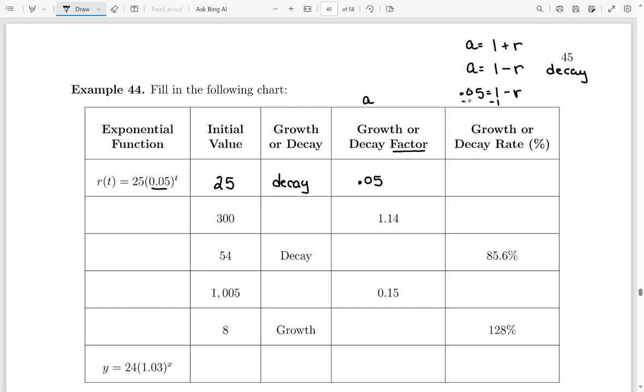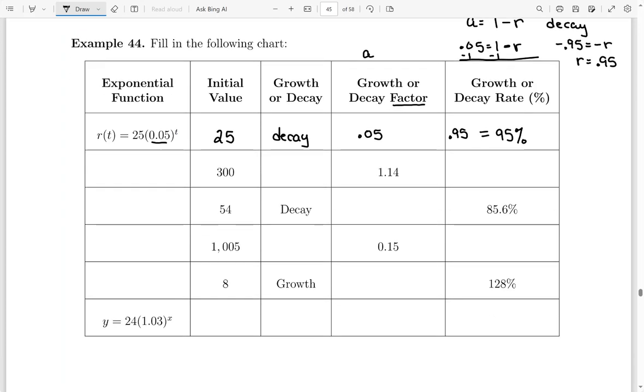Subtract 1 from both sides, and here's where you can use your calculator if you need to, but it's going to be negative 0.95 equals negative r. There's still that minus in front of the r, or r equals positive 0.95. So we have it as 0.95, but convert the decimal to a percent. You times it by 100, and you get it decays at a rate of 95%.